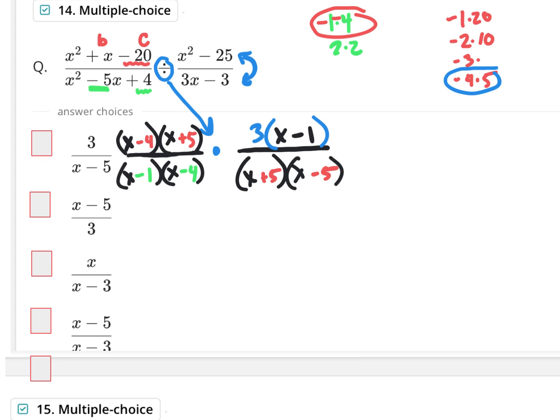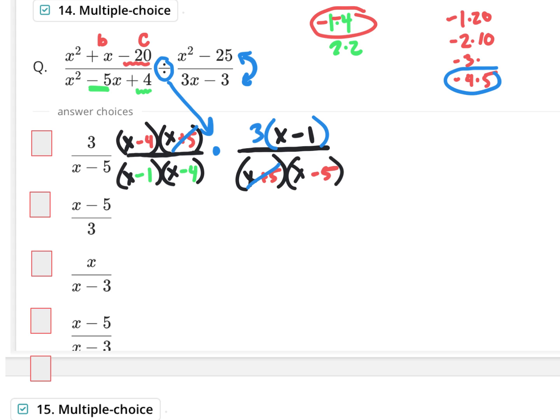So we have both fractions in completely factored form. Not only that, we flip the second fraction, change that division to multiplication, and now we can cancel out any identical values up on top and on bottom. What we're looking for are identical binomials. For example, we have the x plus 5 up here with the x plus 5 down there.